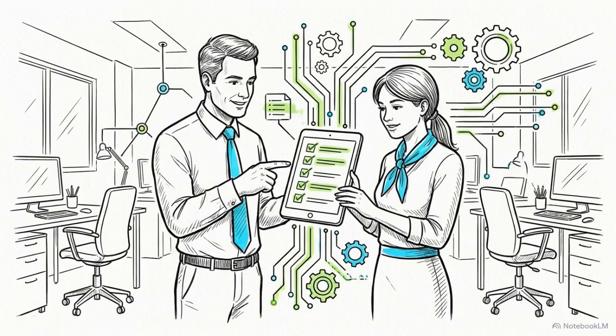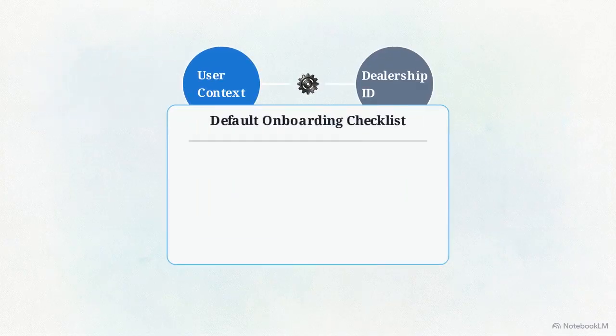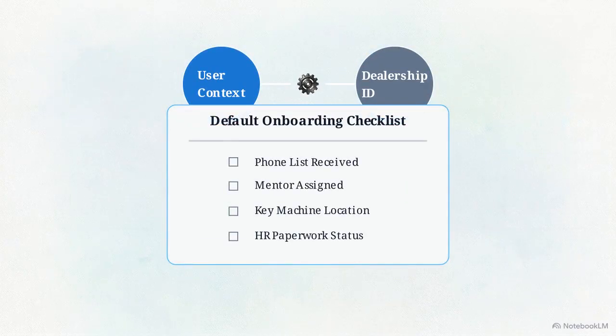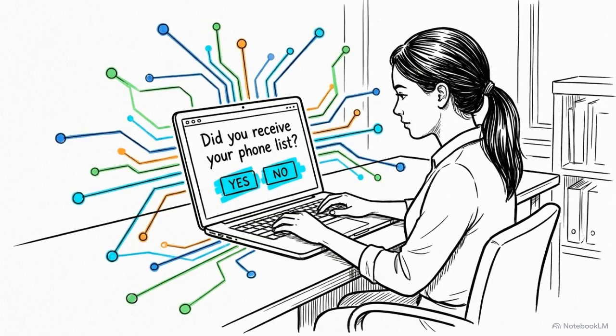One of those leadership surfaces is the onboarding dashboard, which tracks physical setup and dealership readiness. The moment a user context attaches to a dealership ID, the system generates a default onboarding checklist. During orientation, a manager might physically verify a task, like providing a phone list, and mark that item as completed in the dashboard. At the same time, the user completes an onboarding lesson. Their responses enter the system via the onboarding right target.